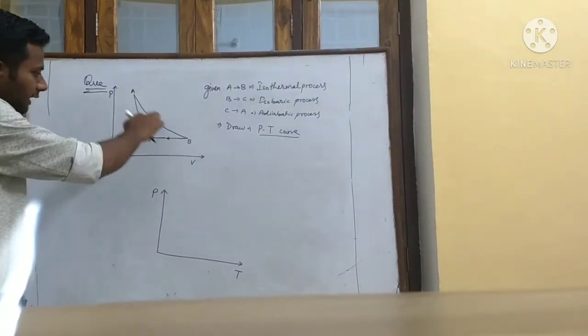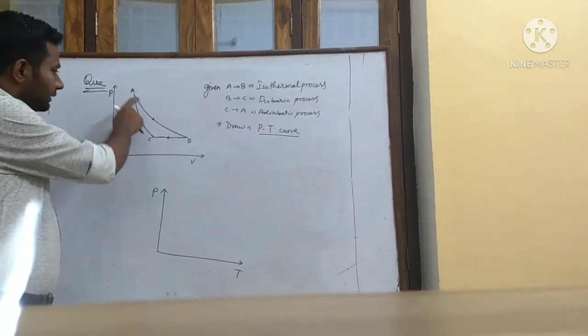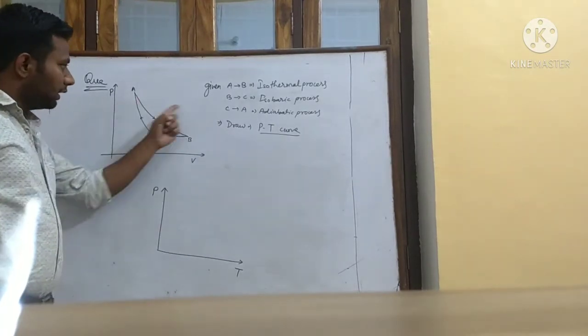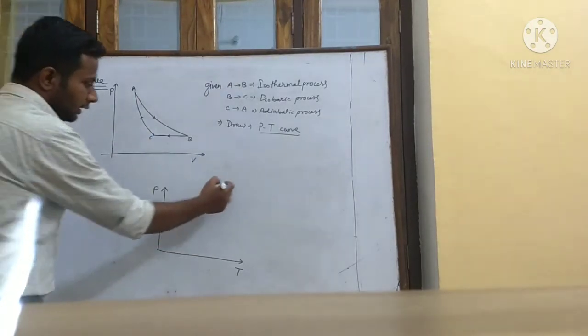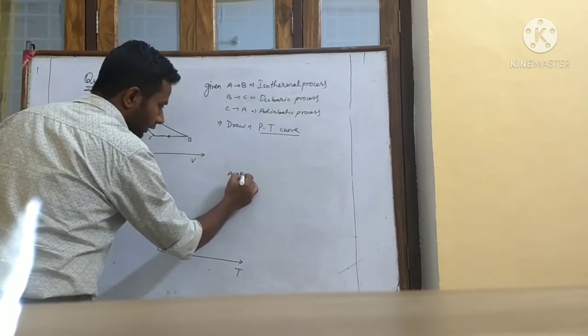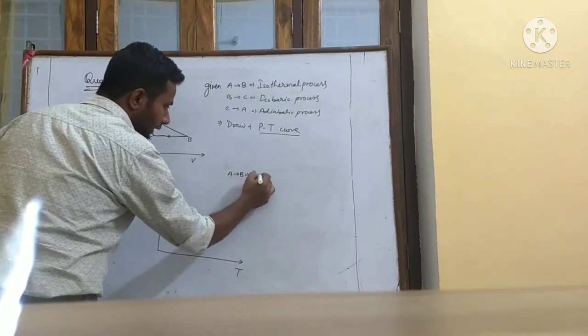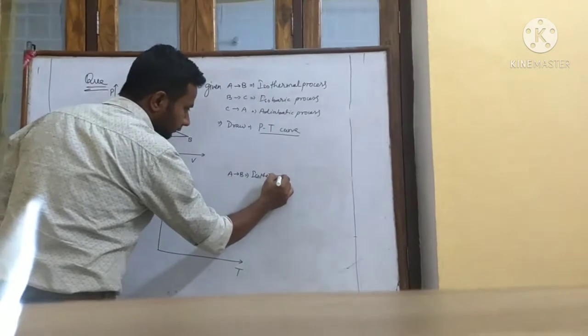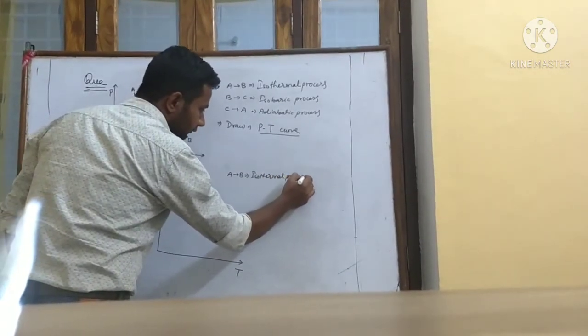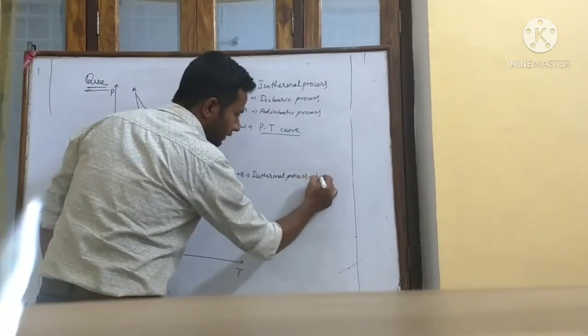अब स्टार्ट करते हैं A to B से. A to B कैसी प्रोसेस है? आइसोथर्मल प्रोसेस है. A to B आइसोथर्मल प्रोसेस है, मींस टेम्परेचर कांस्टेंट है.